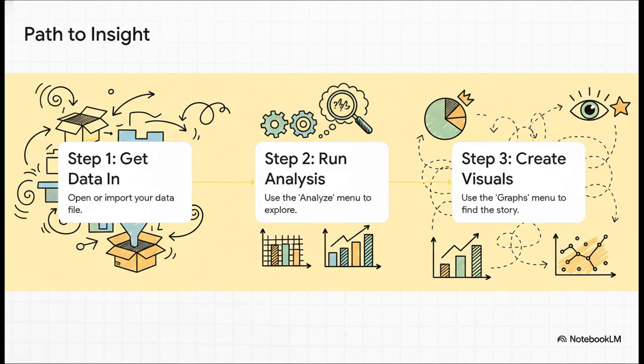Step 2, run an analysis. Use that Analyze menu to start exploring and counting things. And step 3, create visuals. Use the Graphs menu to actually find and tell the story. That's it. That's the whole process, from a spreadsheet to an insight.